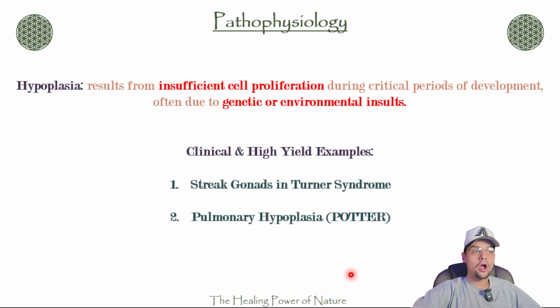Potter is a commonly used example to remember pulmonary hypoplasia. So what does Potter stand for? Pulmonary hypoplasia, oligohydramnios, which means low amniotic fluid, twisted face, twisted skin, extremity defects, and renal agenesis. Focus on the role of the amniotic fluid in lung development and recognize this is neonatal respiratory failure.